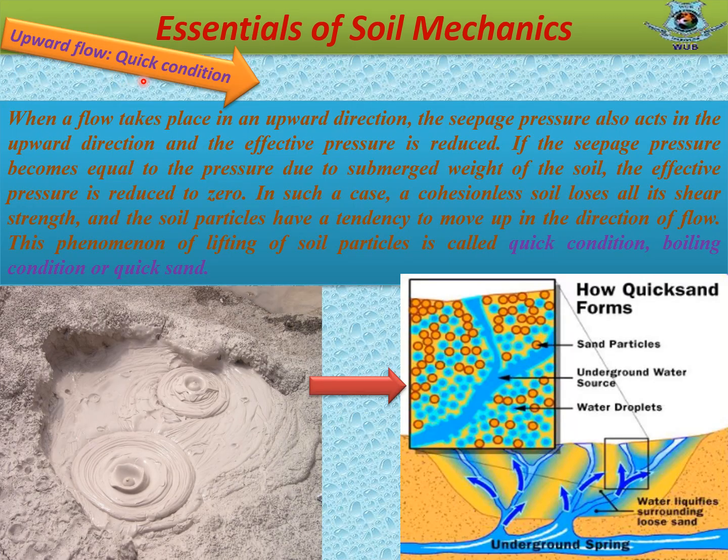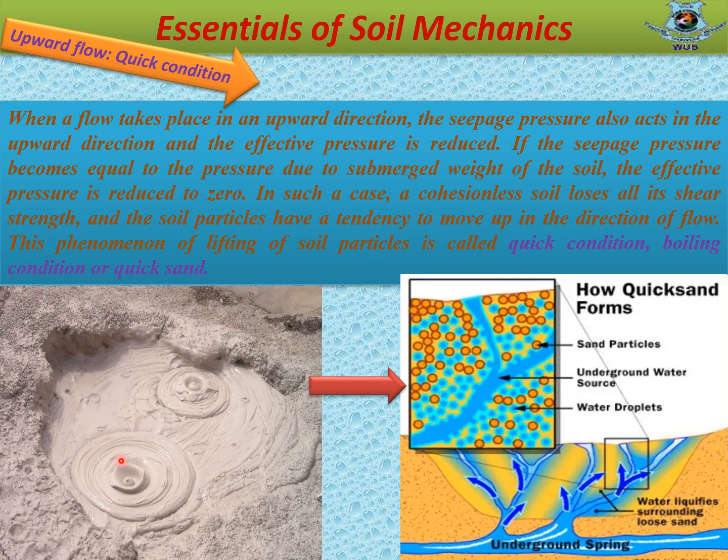Upward flow, quick condition. When a flow takes place in an upward direction, the seepage pressure also acts in the upward direction and the effective pressure is reduced. When seepage pressure and submerged weight of the soil become equal, the effective pressure will be zero. In such a case, a cohesionless soil loses its shear strength and the soil particles have a tendency to move up in the direction of flow. This phenomenon of lifting of soil particles is called quick condition, boiling condition, or quicksand.